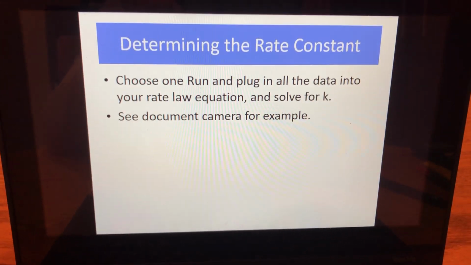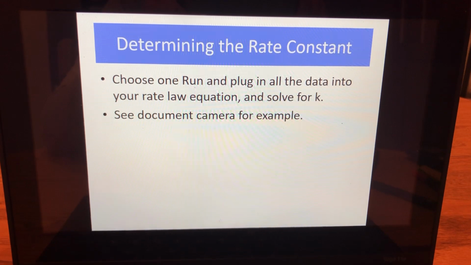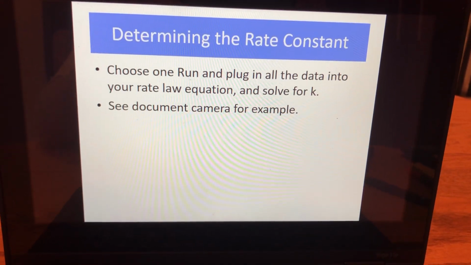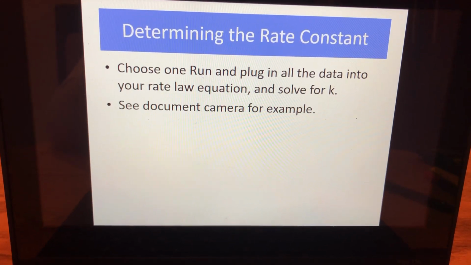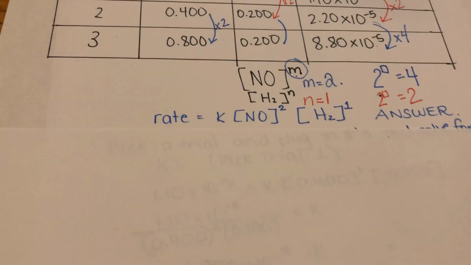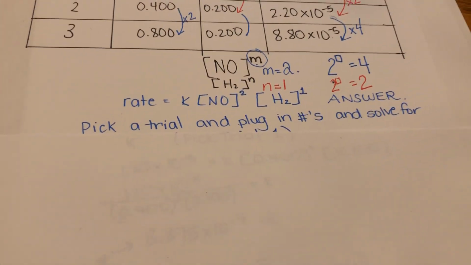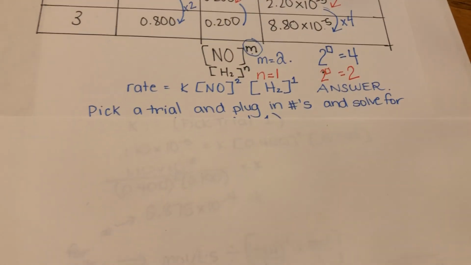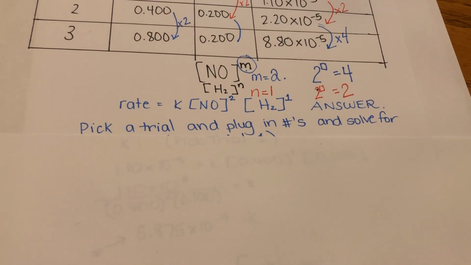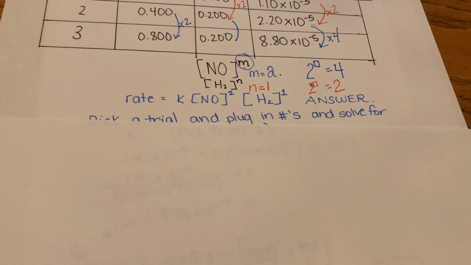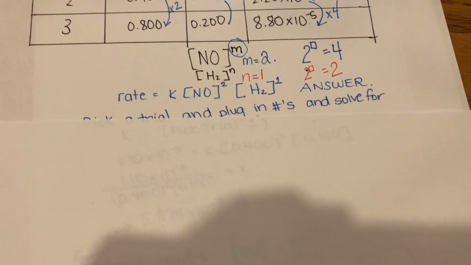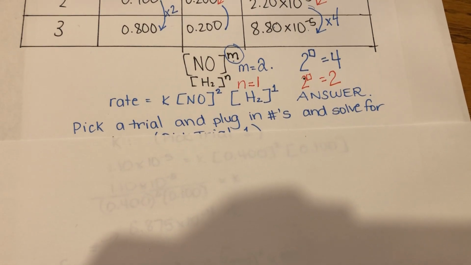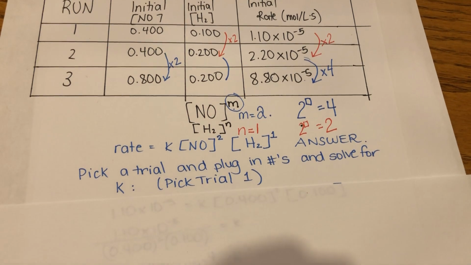Okay, so now we're going to determine the rate constant. So the rule to do that is you try to choose one trial or run and plug in all the data from that trial into your rate law equation and solve for K. So I'm going to show you the process right here. Okay, so we're going to pick a trial and we're going to plug in numbers. So you should be writing this part down, so I will leave it on the screen for a bit. Pick a trial and plug in numbers and solve for K.